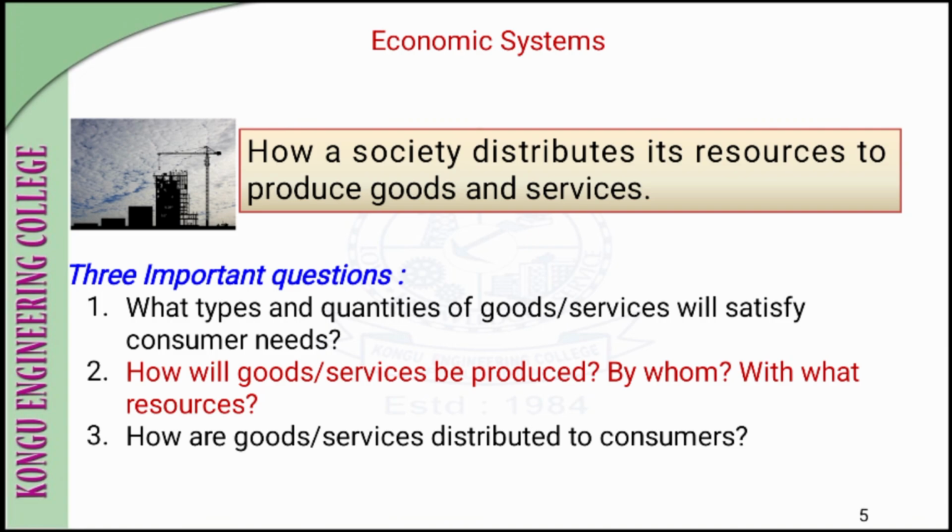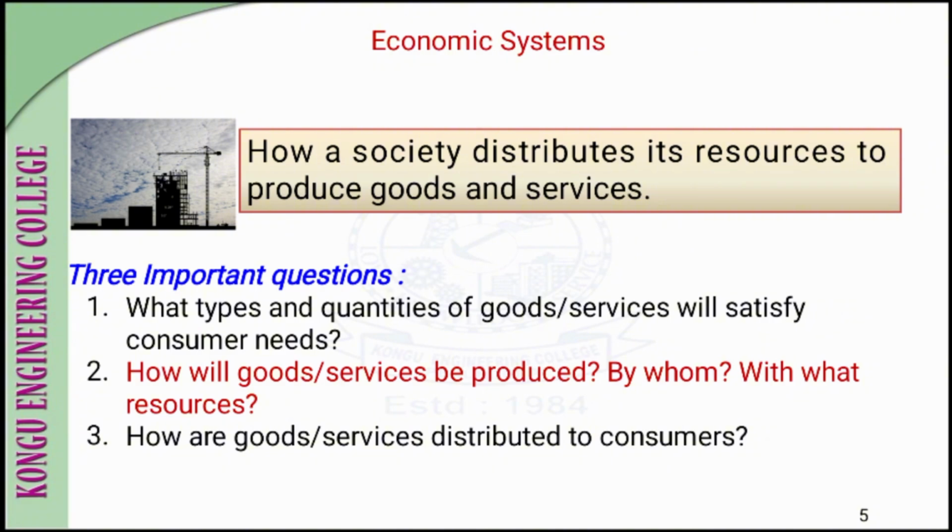In economic systems, a society distributes its resources to produce goods and services. Goods, as we very well know, means any product we are developing or producing. And services means we are providing services, like government services and private sector services.